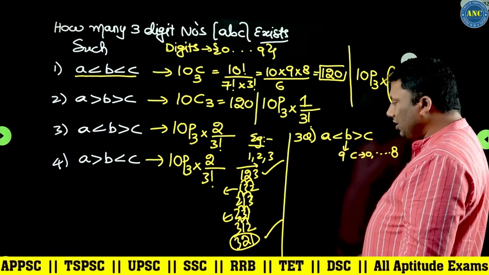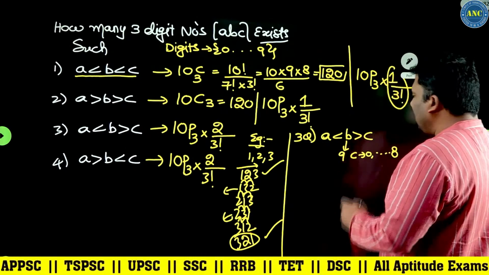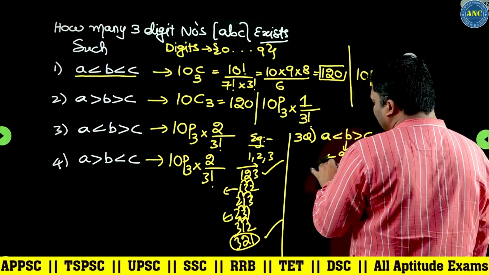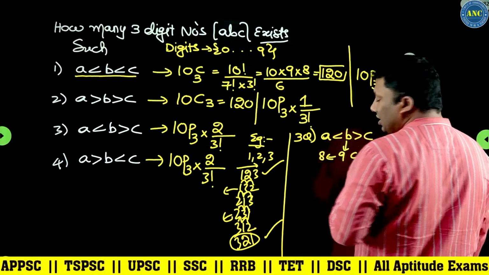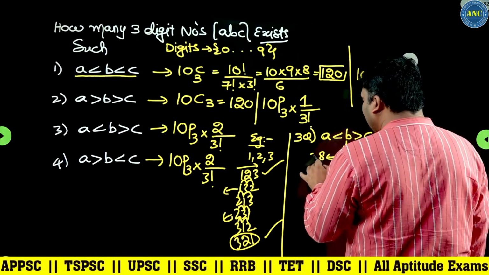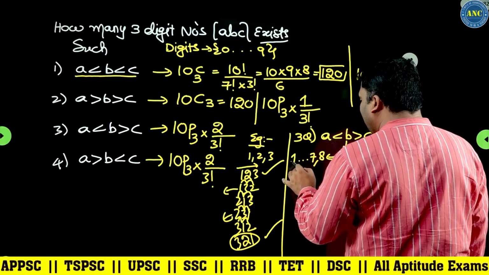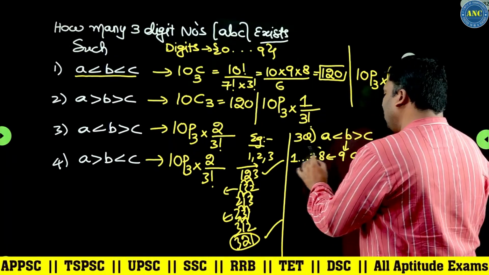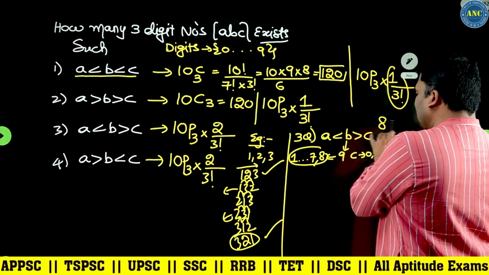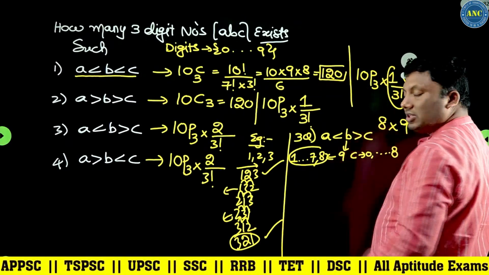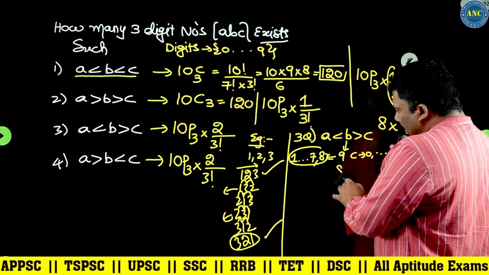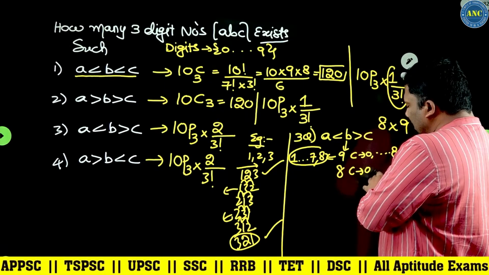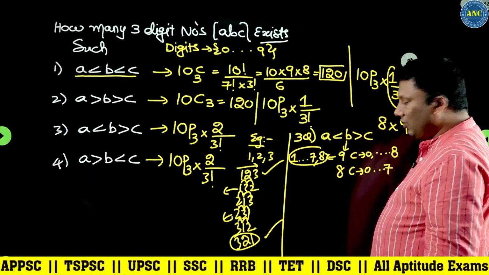A is less than B. A less than B greater than C. So A should be less than B, that means A can take values from 1 to 8, 8 cases. C has 0 to 8, 9 cases. So 8 into 9. If B is 8, 8 is greater than C, that means C can take any value from 0 to 7. Are you all with me?